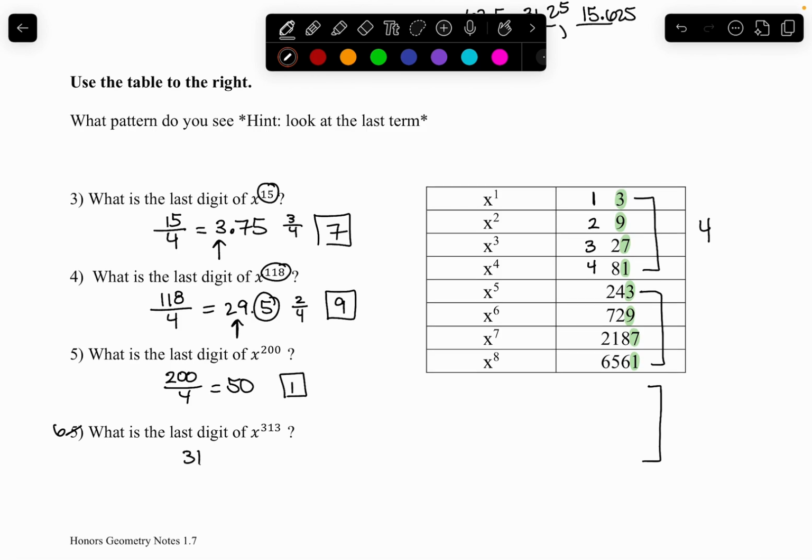And then lastly, we have 313 divided by 4. And we are left with 78.25. 0.25 is 1/4. So I'm going to come all the way up here, and that's going to be the last digit of 3. And that's how you complete a pattern like this one. This one might be hard without any kind of guidance, but that's essentially what's happening here.